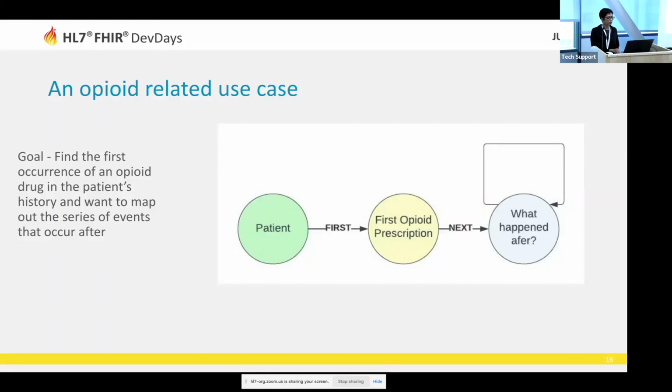So this is an exercise I did to figure out how easy it would be to search all patients and track them over time after they got their first prescription for an opioid. This was my goal, and I built around it: I have a patient, find out when the first prescription for opioids was, and figure out what happened next.